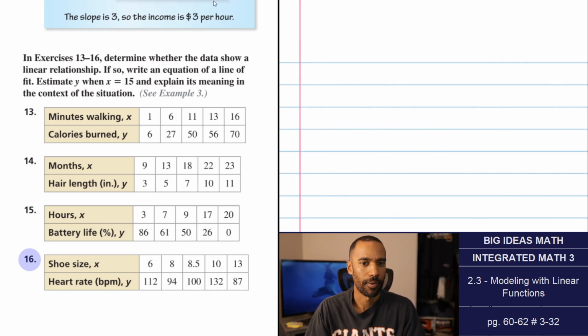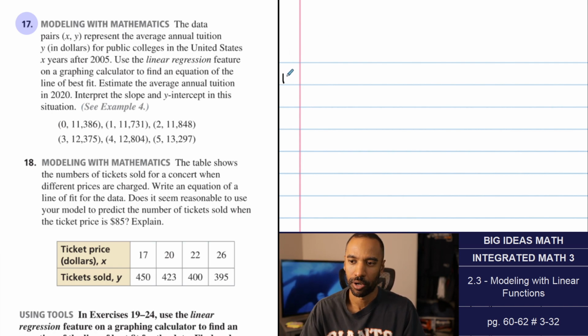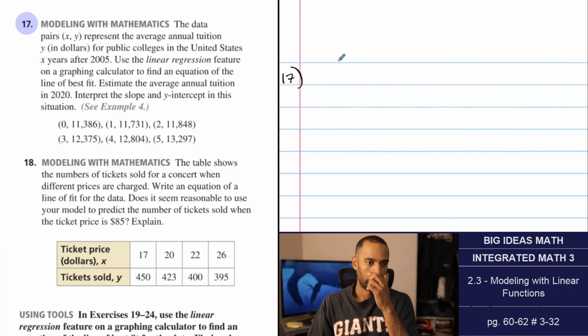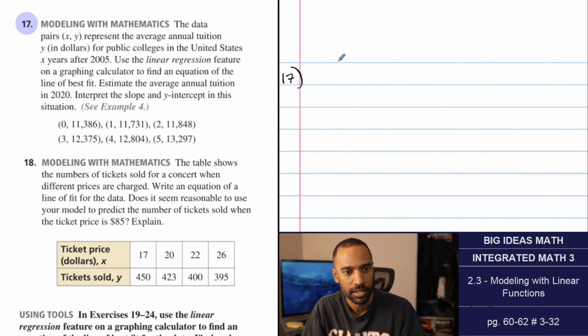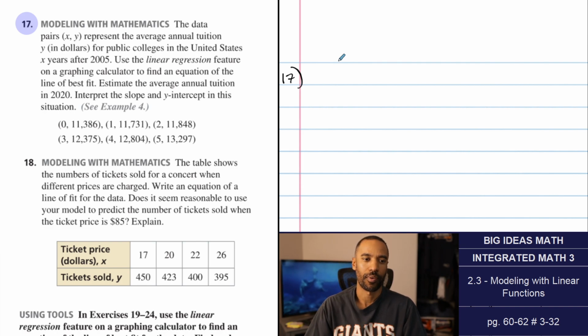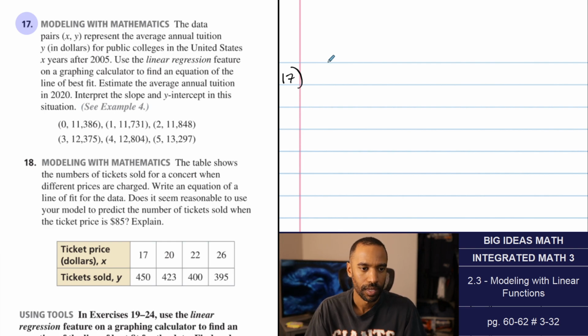Okay, let's move forward to number 17 and 18, where we model with mathematics. The data pairs x, y represent the average annual tuition y in dollars for public colleges in the United States x years after 2005. Use the linear regression feature on a graphing calculator to find an equation of the line of best fit, estimate the average annual tuition in 2020, and interpret the slope and y-intercept in the situation.